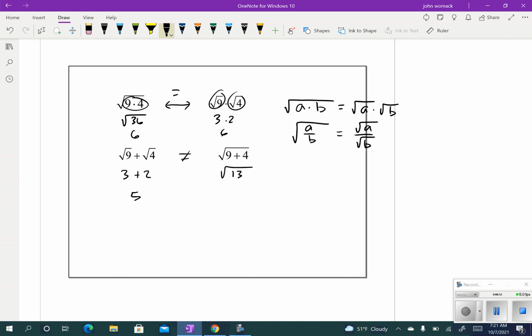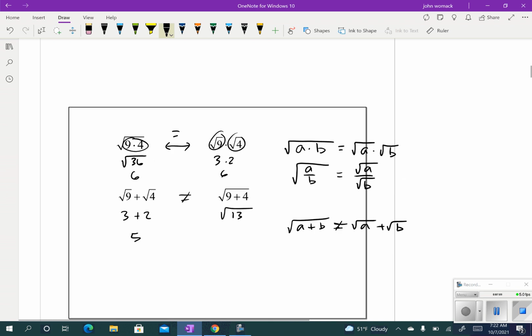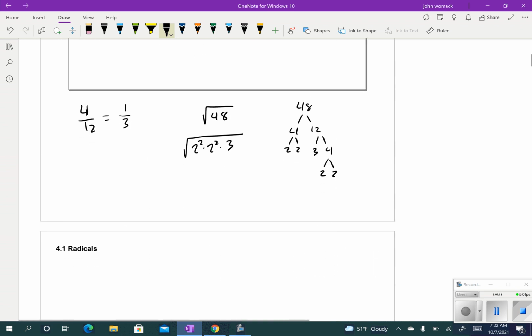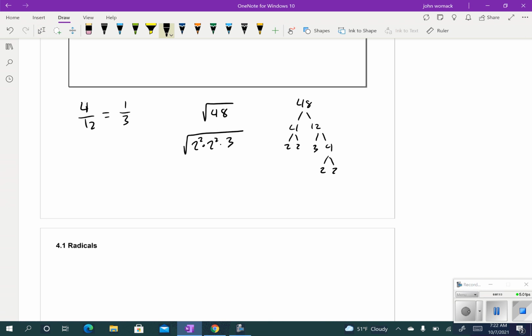Addition and subtraction, that does not work. So if I have the square root of a plus or minus b, this is not the same thing. I cannot just split it apart. So it works with multiplication and division. It does not work with addition or subtraction. So the reason why that's helpful, if I come back up here, these are multiplied together. Well, we just said we can split those apart. So I'm going to split them apart.